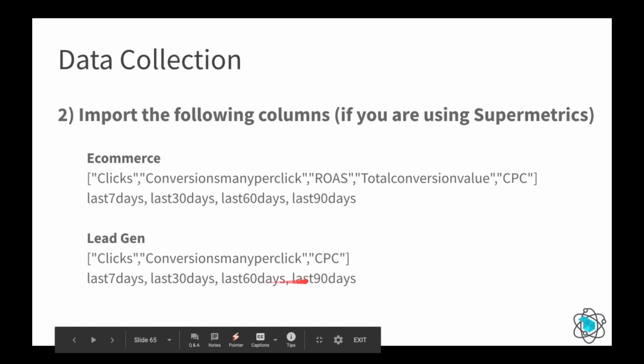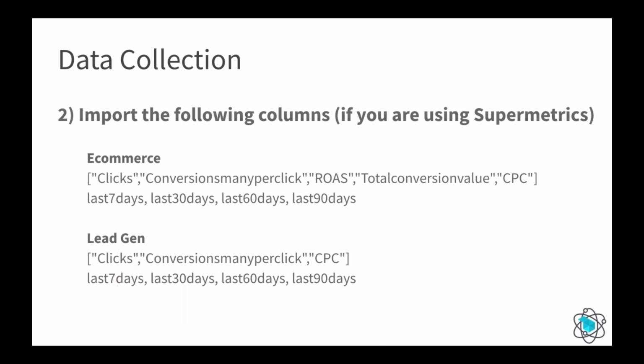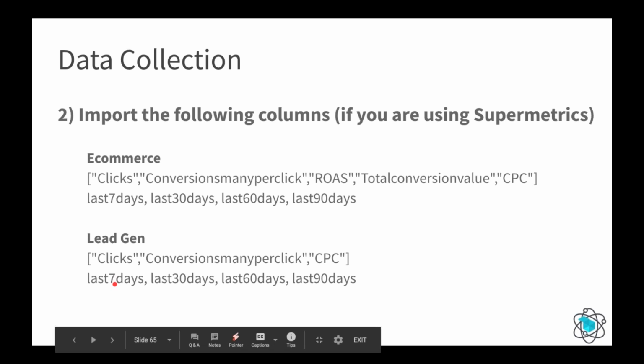We're using different windows because if you don't have enough data, let's say you set yourself a threshold of at least 100 clicks in order to judge that conversion rate to be relevant, right? The point that we've seen earlier. If you don't have 100 clicks in the last 7 days, you're going to move to the last 30, then 60, and so on and so forth.